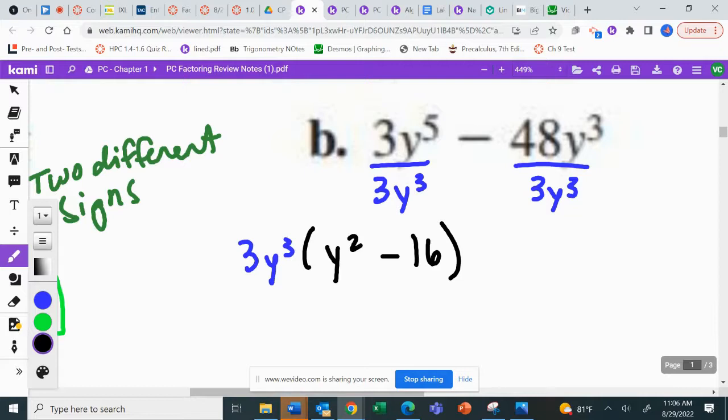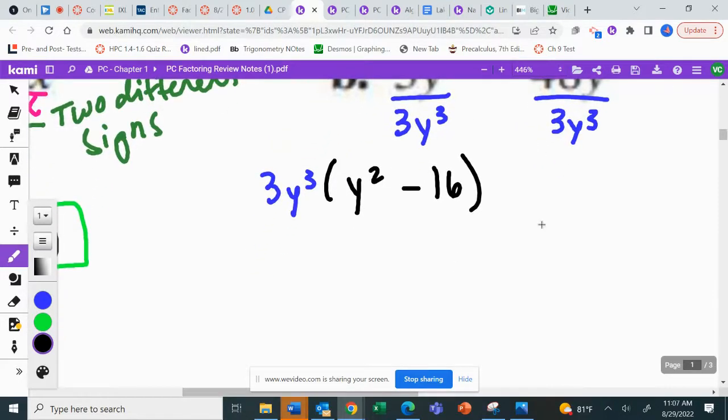We're looking on the inside at my two terms. So y squared is not going to be a cube. Right? It's a square. Is 16 a perfect square? No. 4 is square, right? So this would be like, you don't have to write this next step. Some people find it handy. This would be like y squared minus 4 squared.